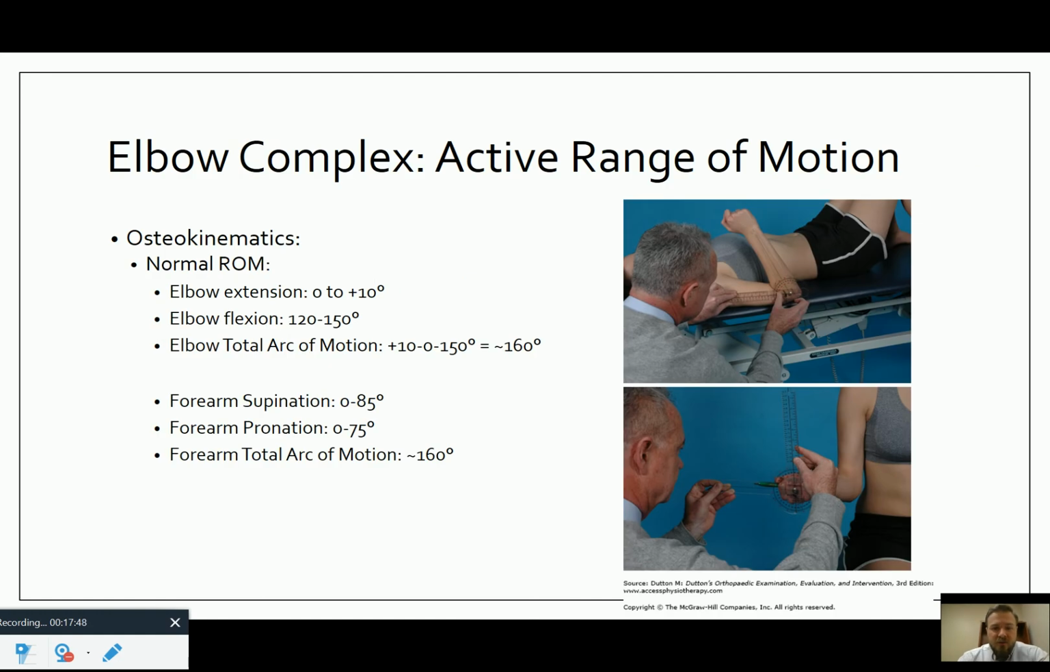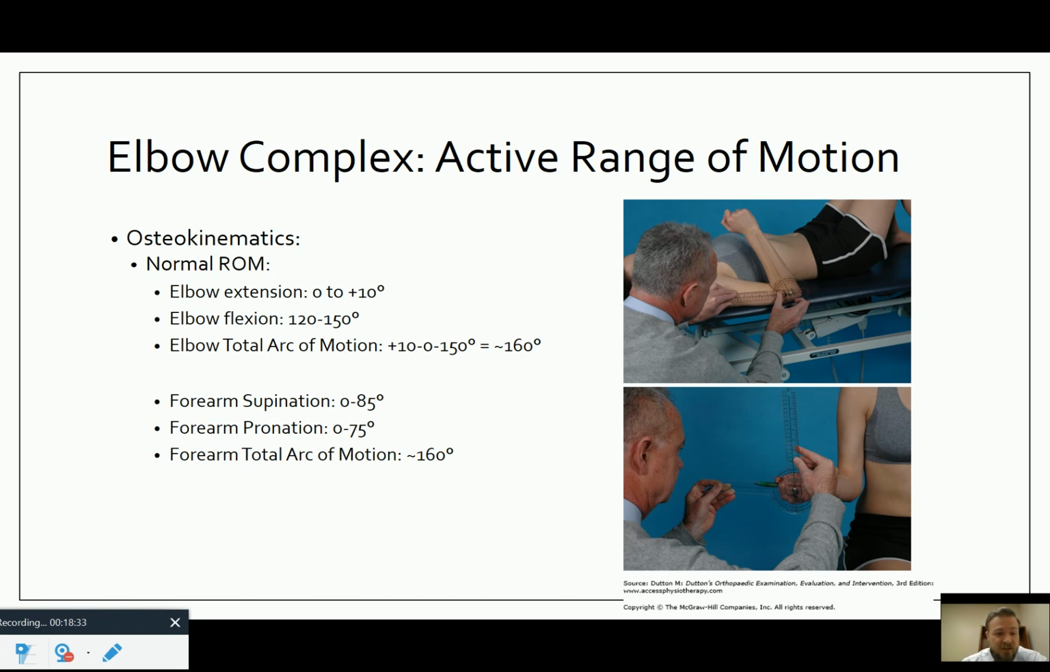As we dive in more into our examination here, we've already gone over observation and palpation, so now we'll look at your active range of motion. We're going to look at the osteokinematics. The normal range of motion for the elbow is anywhere from 0 to 10 degrees of extension, or what we would call hyperextension. Your elbow flexion is anywhere from 120 to 150 degrees, and those people with more adipose tissue will have less range of motion due to soft tissue approximation, but anywhere from 120 to 150 is appropriate. Your total arc of motion then ranges from about 10 degrees of hyperextension to 150 degrees of flexion, giving you roughly 160 degrees of total arc of motion for the elbow.